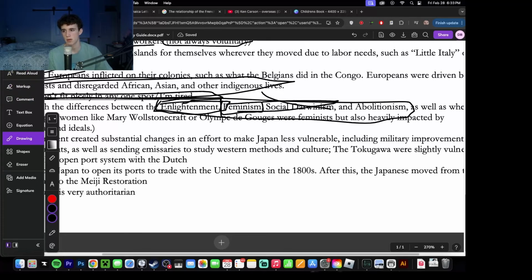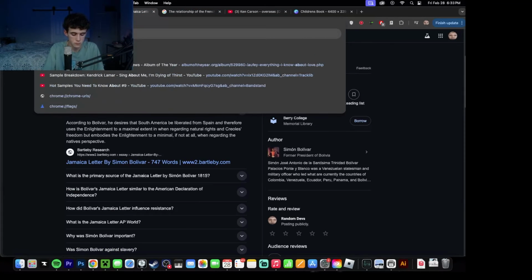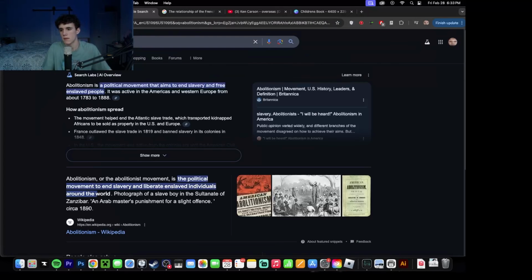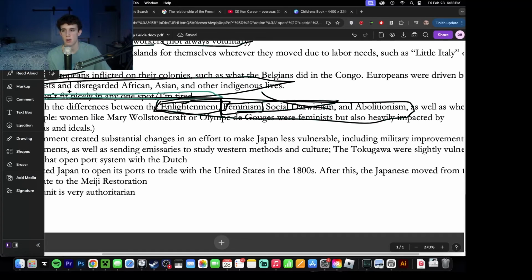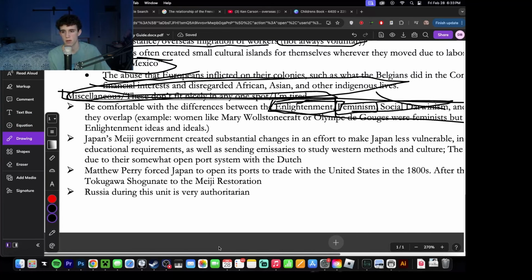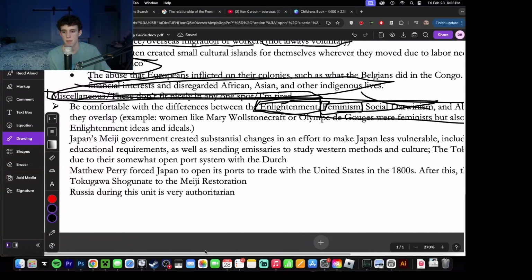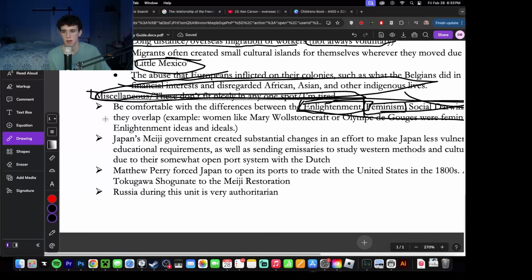Abolitionism, I forgot what that word means because I'm not smart. Yeah, an end to slavery. Yeah, no slavery. Slavery is bad. As well as where they overlap. Yeah, people are feminists, but also heavily impacted by Enlightenment. Yeah, there's just a lot of stuff. I don't know who these people are, so we're fried.